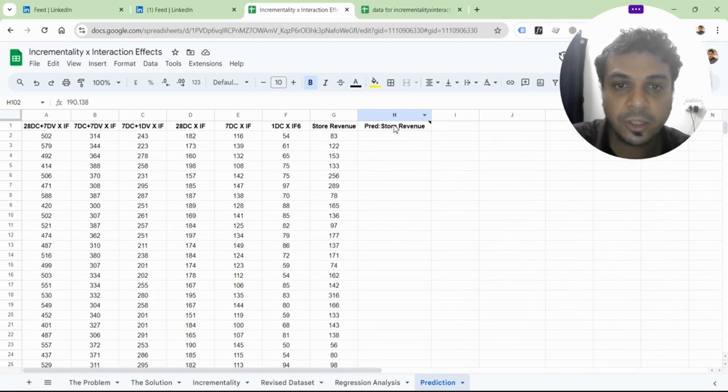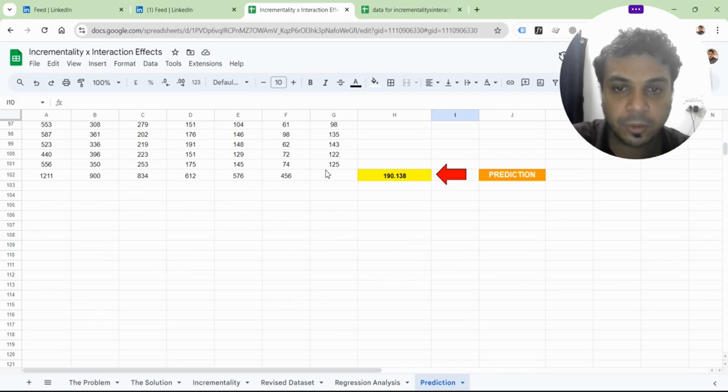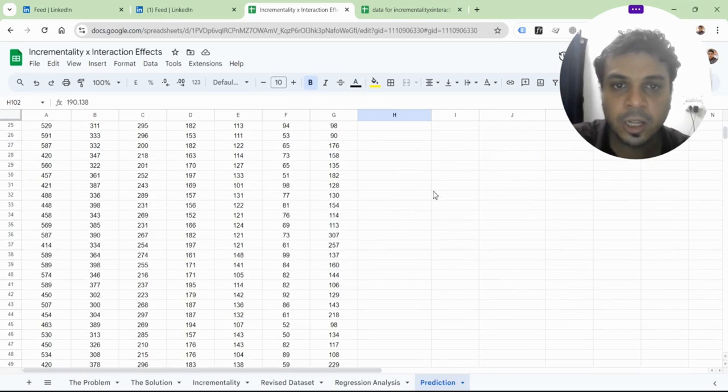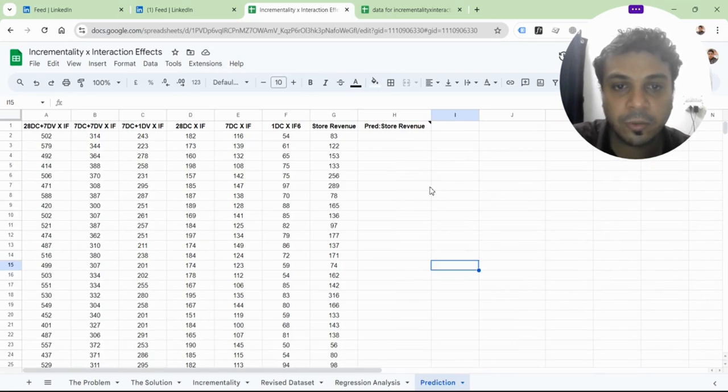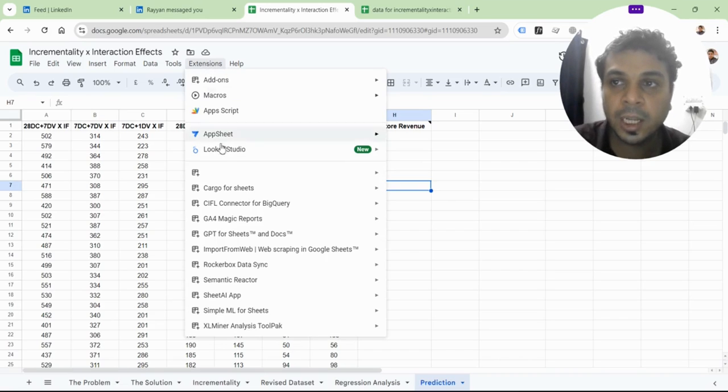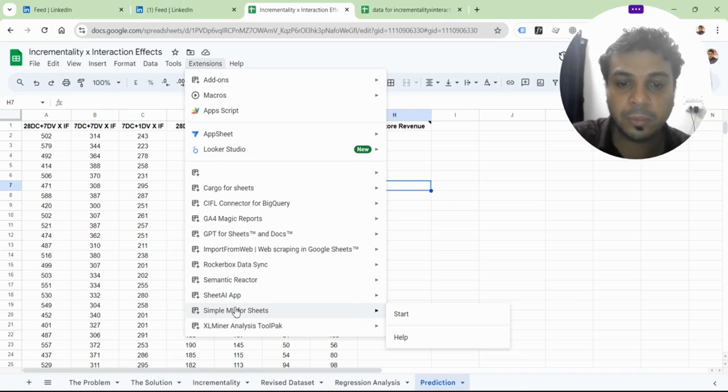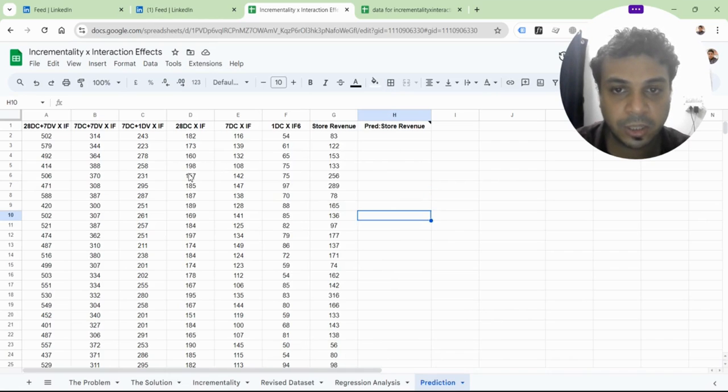So the prediction here in this case has actually been done. As you can see, these are all empty cells, but it was empty here, and that's why the value comes here. The way this comes is from a very useful extension. I just wanted to give you a taste of something that's pretty ready-made for you, and again, something that you can do for regression analysis itself. It's called Simple ML for Sheets. Okay, you can just click Start here, and then you can go through very basic settings.